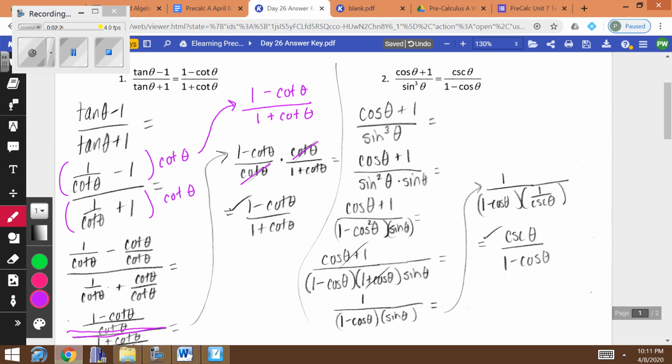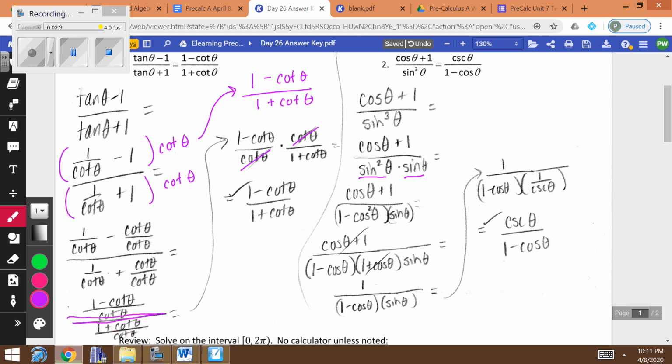Looking at number 2, I chose to work from the left-hand side here. I can show the right-hand side as well. When I looked at the left-hand side, I saw sine cubed, and I'm like, ugh, I don't know anything with sine cubed, but I know I can rewrite sine cubed as sine squared times sine. Our ultimate goal is to get a cosine in the denominator, so I can replace sine squared with 1 minus cosine squared.